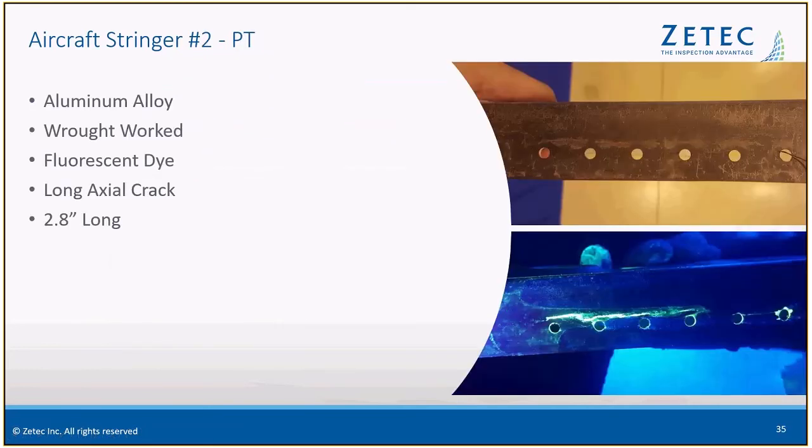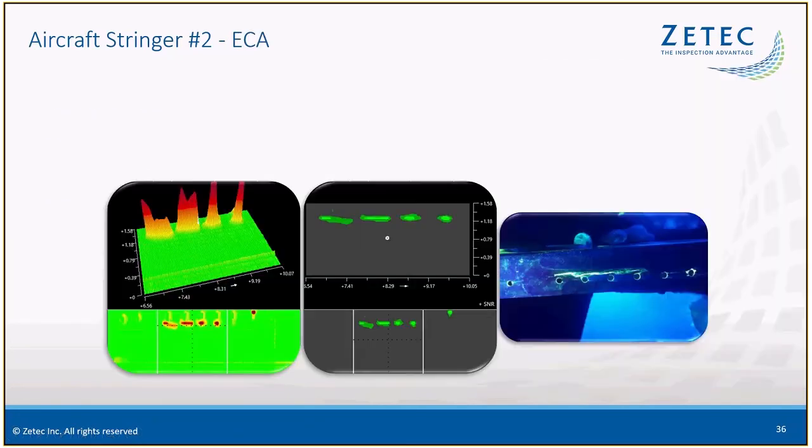This is another aircraft stringer, also done with dye penetrant. Here there's a really long 2.8 inch long crack along the fastener holes there, or above the fastener holes. And again, here with eddy current array, this long crack, it's not just one long continuous crack. It was that these cracks were occurring with each hole.